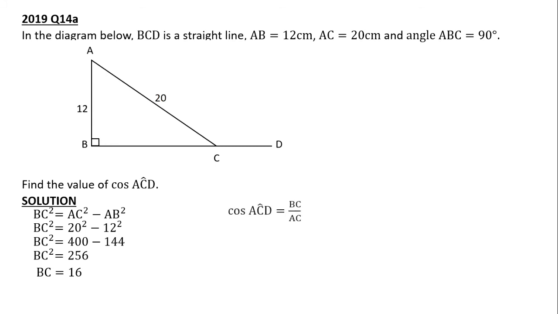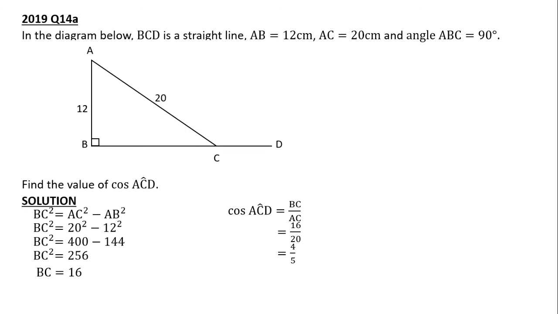From here, we are going to say cos ACB is equal to BC over AC. Cos is adjacent over hypotenuse. Our adjacent is 16. So where there's BC, we'll replace it with 16. Our longest side is 20. Take that to its lowest terms. 4 into 16 is 4. 4 into 20 is 5. So our cos ACB is 4 over 5.